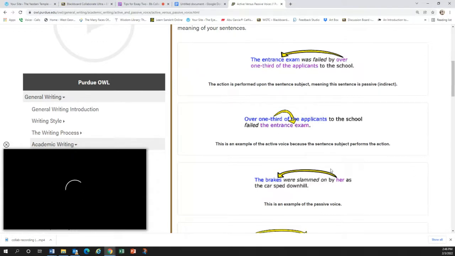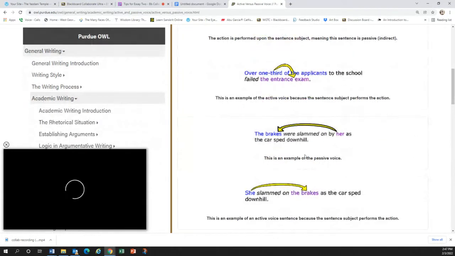It's much more direct. Here's another one. The brakes were slammed on by her as the car sped downhill.